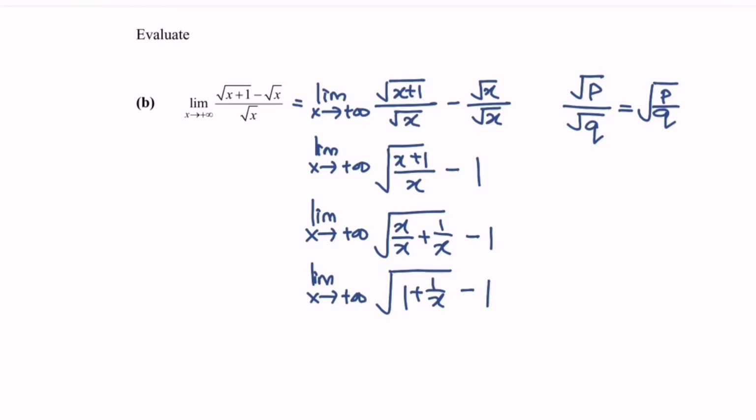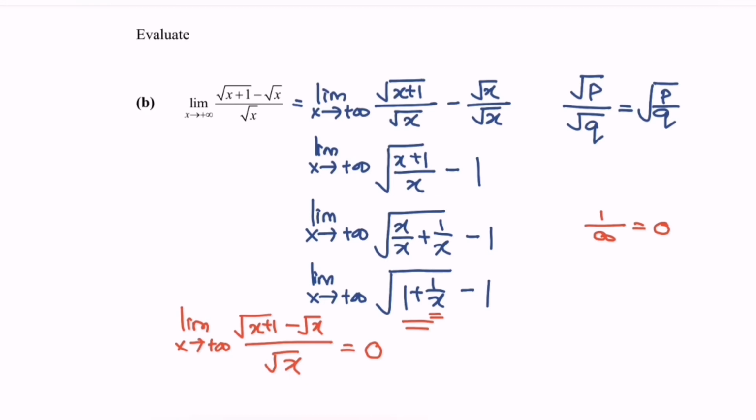Next is to substitute. As a reminder, where we have 1 over infinity, the answer will equal 0. So if we substitute the infinity, we will obtain square root of 1, because 1 over x, or 1 over infinity, gives 0. So for this part, we will have square root of 1 minus 1. Finally, the limit when x approaches positive infinity for the function square root of x plus 1 minus square root of x over square root of x will approach 0.